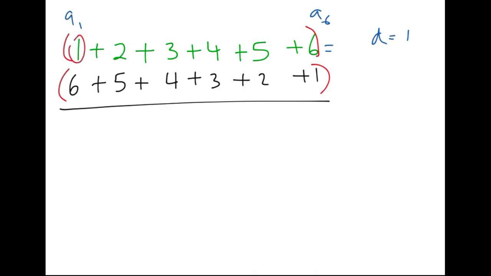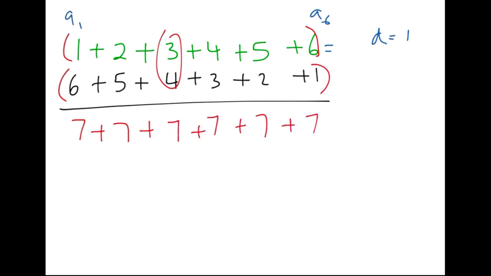So 1 plus 6, that's 7. 7 plus, this also will give me 7, plus this also will give me 7. See, I get 7 everywhere. And then how many 7s do I have? I have 6 7s because I have 6 terms. Remember, this is A1, A2, A3, A4, A5, and A6. I have 6 terms. That means N is equal to 6. So I will multiply 7 times 6.